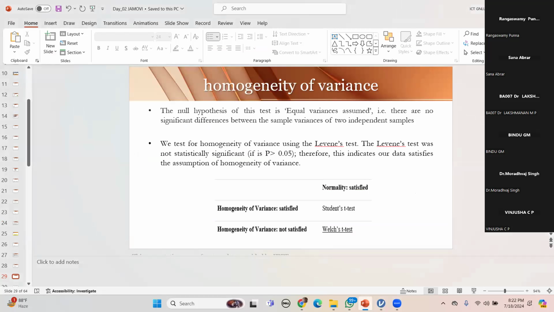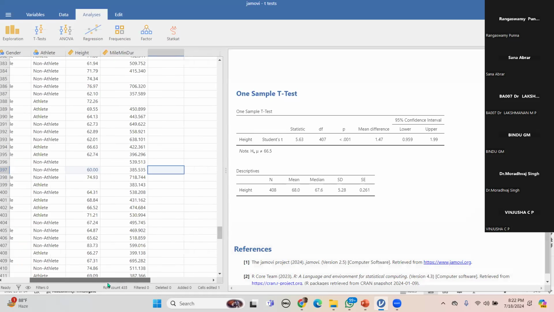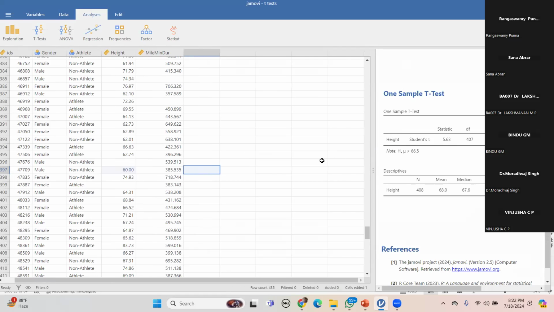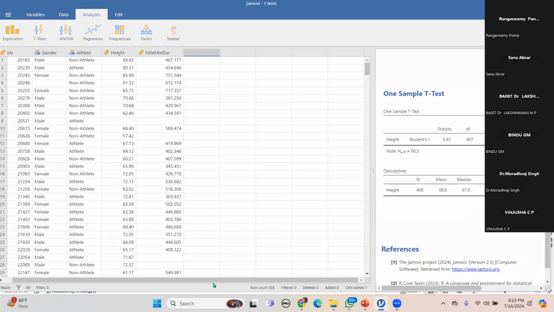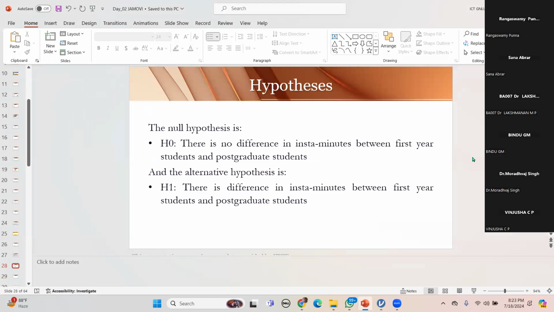Come to the data set. Please open the same data set. So we have data with us. Coming to our null hypothesis, there is no difference in the number of miles per minute duration.